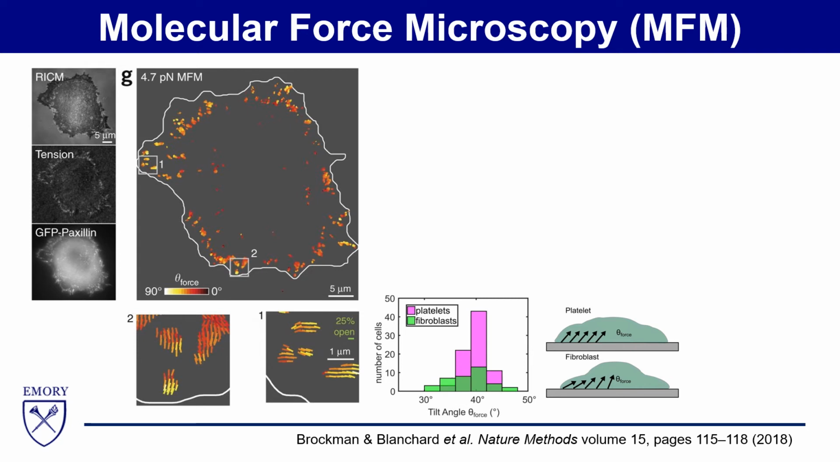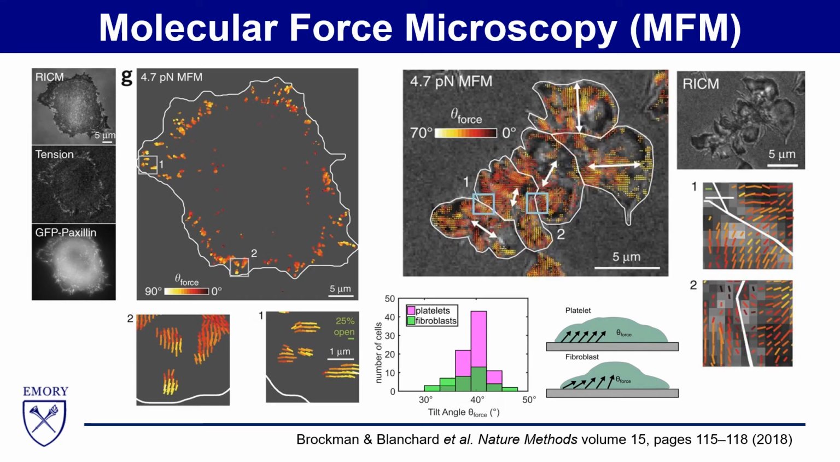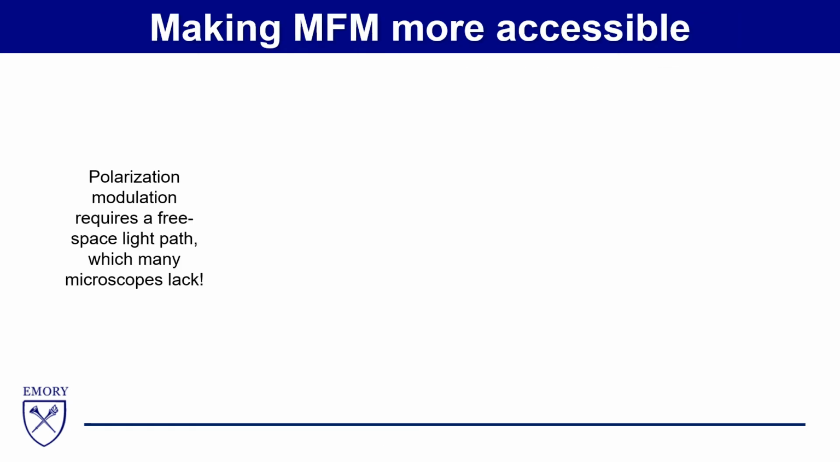Interestingly, we have found that platelet and fibroblast integrins both exert forces with tilt angles of roughly 45 degrees, which is consistent with the lateral activation model that I discussed earlier. However, we notice a key difference between tilt angles between the two cell types. While platelet integrin forces had the same 45-degree tilt angle throughout the cell, fibroblasts exhibited a gradient in tilt angles, with forces closer to the cell centroid pointed more vertically than forces at the edge. We also imaged platelet aggregates, and we were able to distinguish forces exerted by single platelets within these aggregates, which would be impossible with substrate deformation-based techniques.